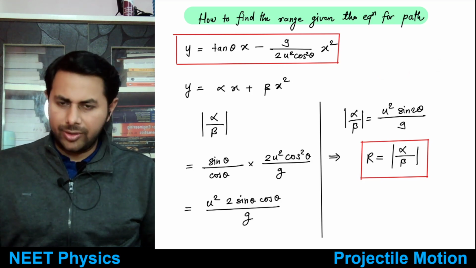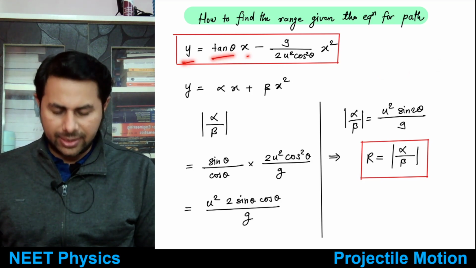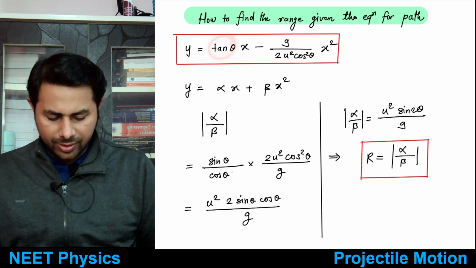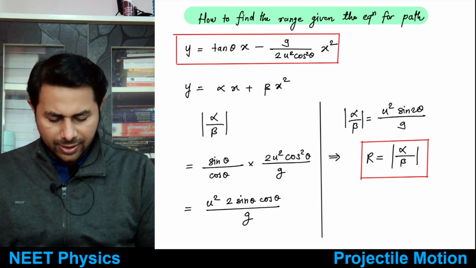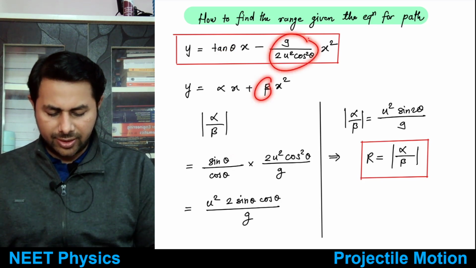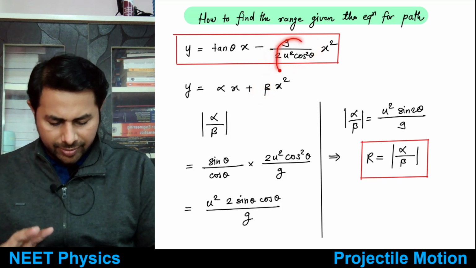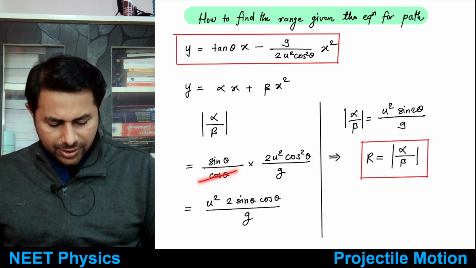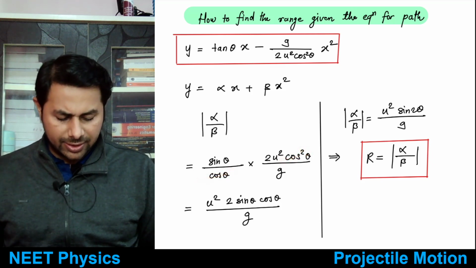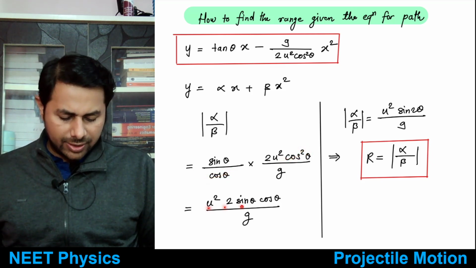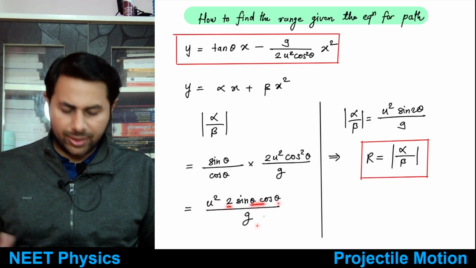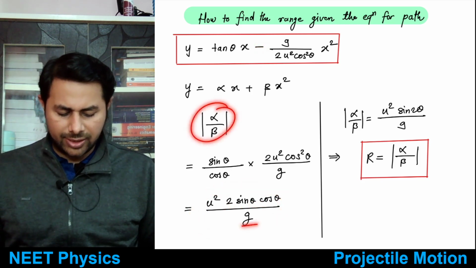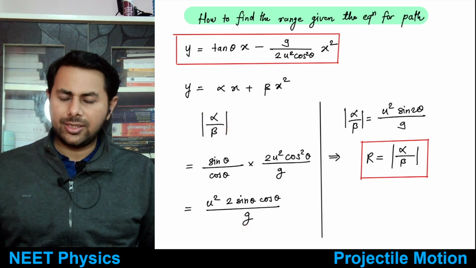Okay, so you can see how it works. You have y equals tan theta times x minus g divided by u square cos square theta into x square. So this is your alpha. Alpha is tan theta, that is sin theta by cos theta. And beta is equal to this thing. If you divide by this, you have to multiply by its reciprocal, right? So this cos theta and one of the cos theta from the square will get cancelled out, and you get 2 times u square, 2 times sin theta cos theta upon g. So that is equal to the range, and you have not taken the negative sign. If you do this, you get the range. This thing is clear? Yes, no?